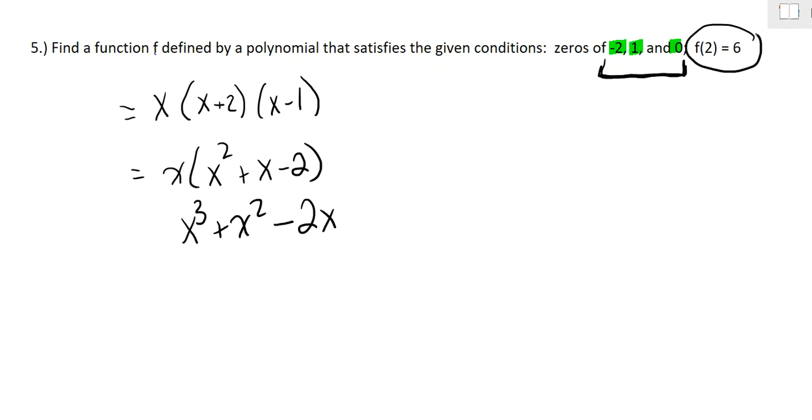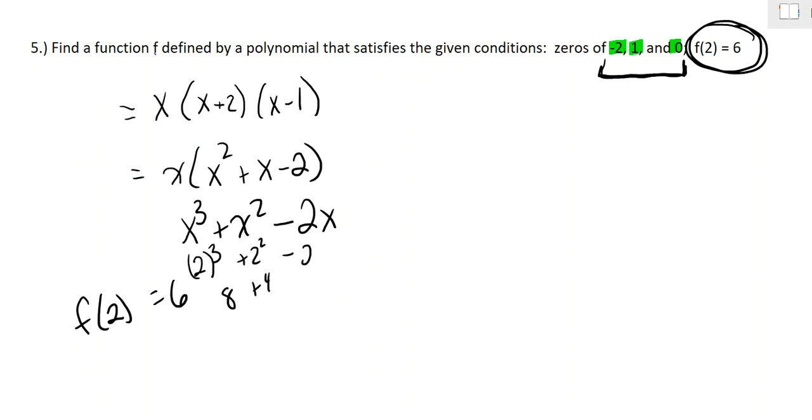And let's go back to this condition right here, f of 2 equals 6. So that states that if I put in 2, I should get 6. So 2 cubed would be 8, 2 squared would be 4, minus 2 times 2, which is 4, and that gives 8. So that doesn't work. We didn't get the number 6. So we're going to back up to the beginning.